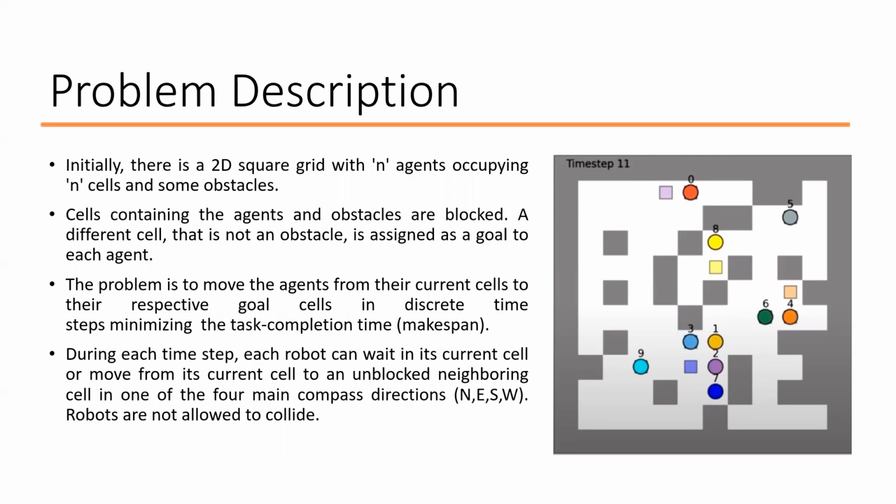During each time step, each robot can wait in its current cell or move from its current cell to an unblocked neighboring cell, which is one of the four connecting cells around it. And the robots are not allowed to collide.